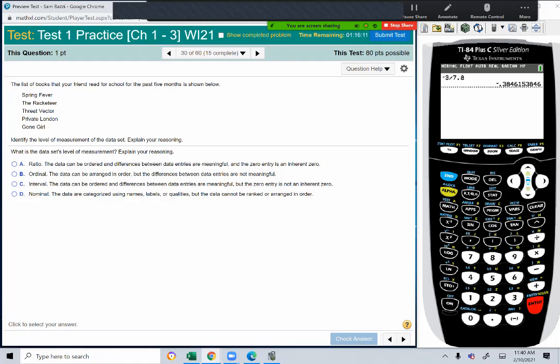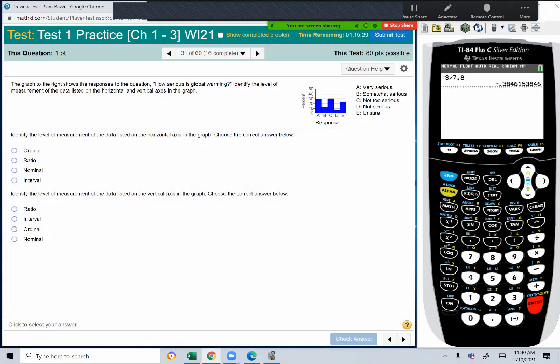The list of books that your friend read for school for the past 5 months is shown below. Identify the level of measurement of the data set. Explain your reasoning. It doesn't say which one he read first and which one he favored. So this is just a list of qualitative data, guys. It's nominal. If he put 1, 2, 3, 4, 5 to label them, it would become ordinal, but he didn't.